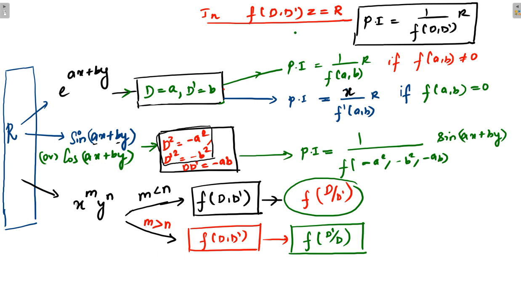Suppose the degree of x is greater than the degree of y, then you have to rewrite f of d comma d dash as f of d dash by d. So like that you have to rewrite the function f. After rewriting, by using binomial expansion you may get the particular integral for this function.